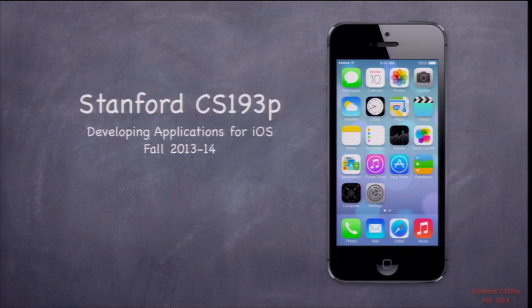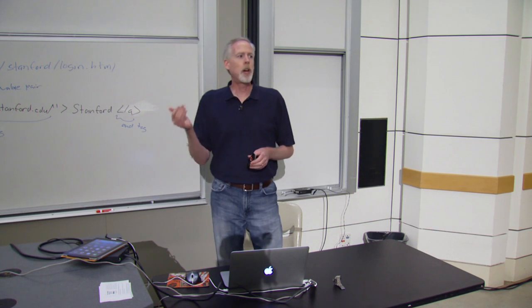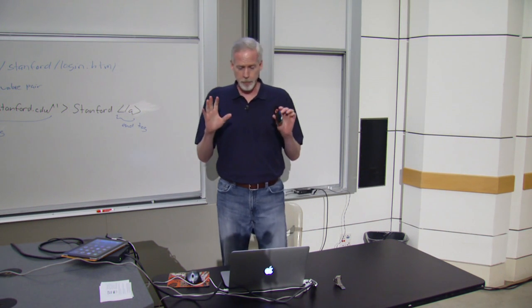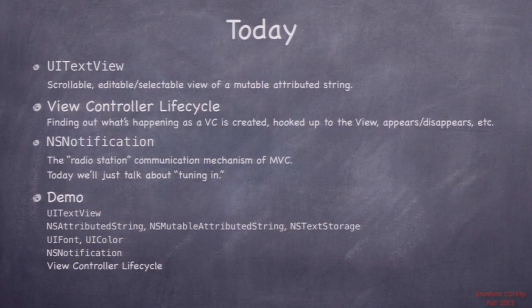Okay, well, welcome to CS193P, fall of 2013-2014. Today, we're going to continue our discussion of attributed string from last time and talk about UI text view, which is basically a mutable attributed string viewer. Okay, it's kind of like a UI label, but much more powerful, and we'll talk about that.